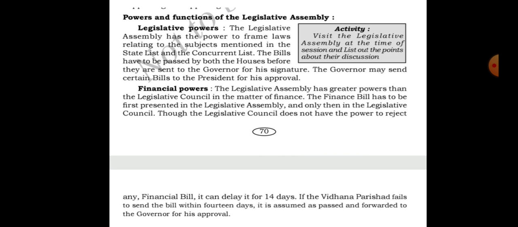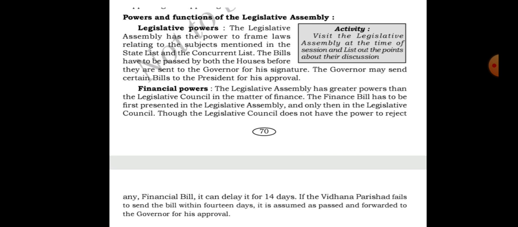Now, what are the financial powers? The legislative assembly has greater power than the legislative council in the matter of finance. As we discussed in the union government, all the functions performed by Lok Sabha are very similar to the legislative assembly or Vidhana Sabha. Rajya Sabha can be compared to Vidhana Parishad or legislative council. The functions of the president are similar to the functions of the governor. And since the legislative assembly members are directly elected by the people, they have more power in financial matters.